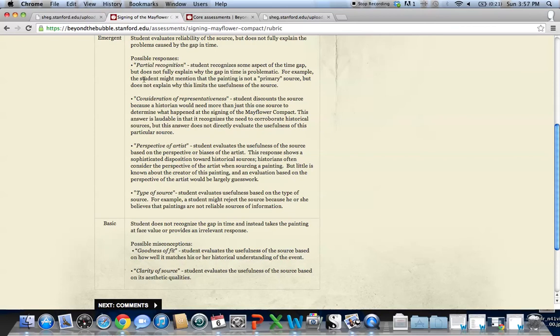Other responses show consideration of representativeness. Again, this is in the emergent category. It's basically saying they talk about it, but the big thing they're missing, the main point of this document, which is it was drawn much too far after the point for it to be useful as an assessment.